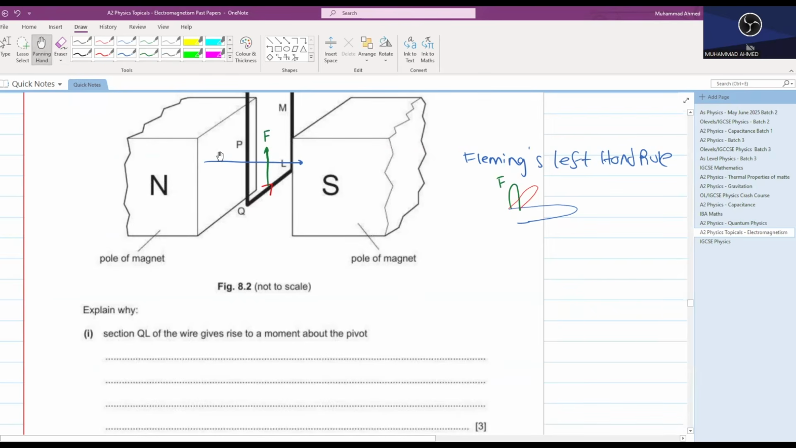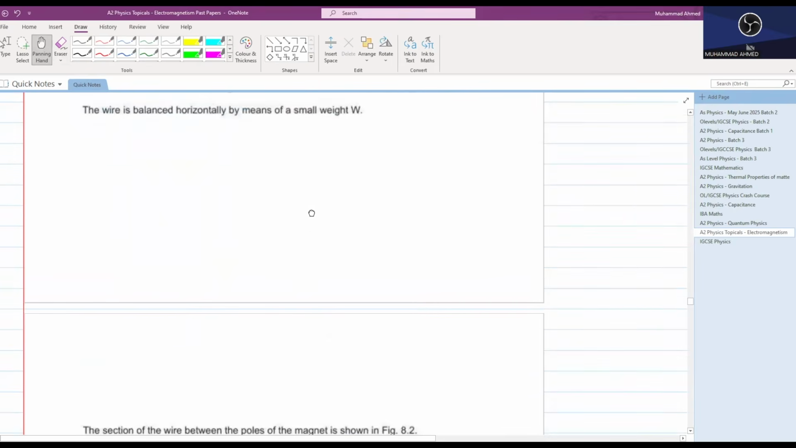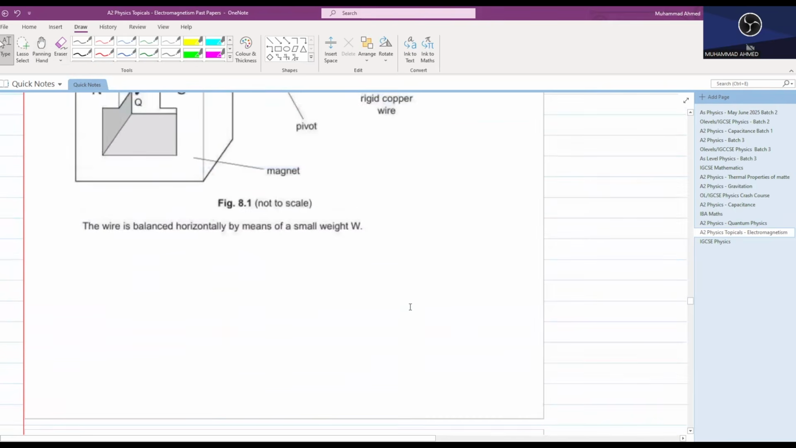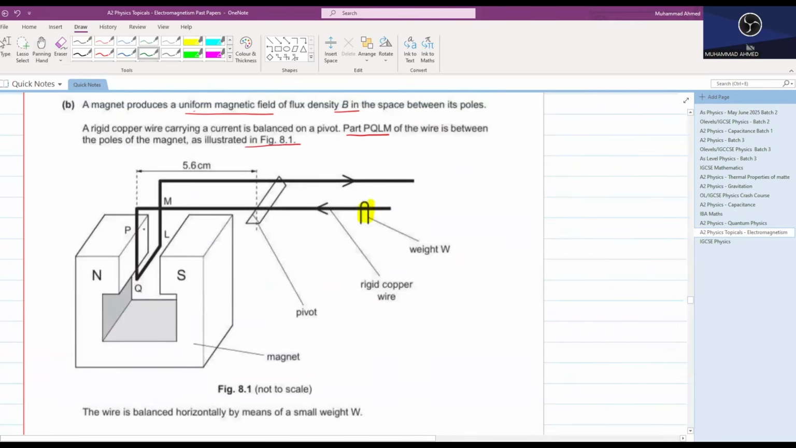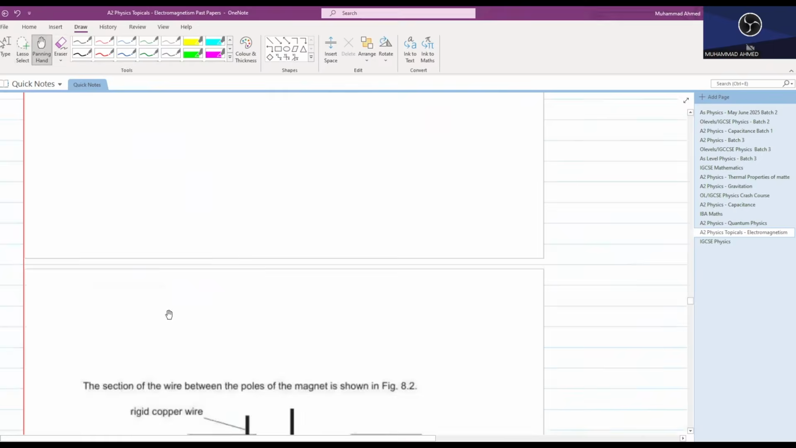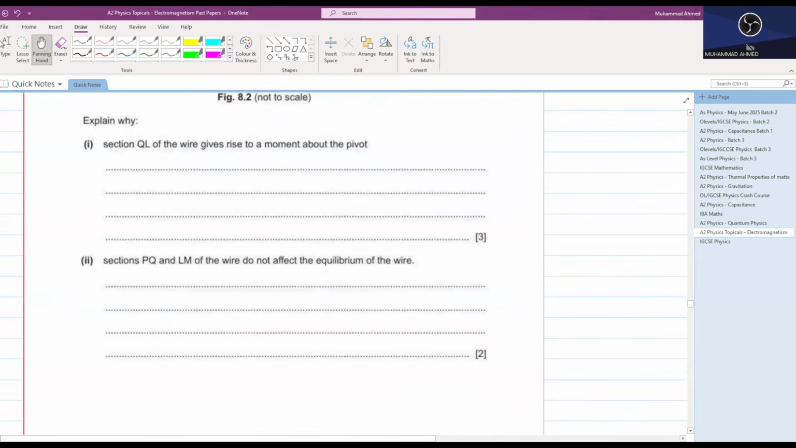This upward force is what? If I take you to the original diagram, if I have an upward force here, this force will cause a moment about this pivot P. Why? Because it is not passing through the pivot. It is perpendicular, you can say. So how will you phrase this answer?